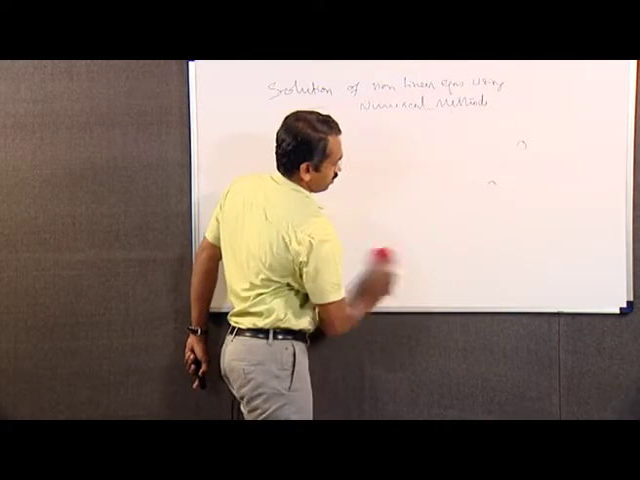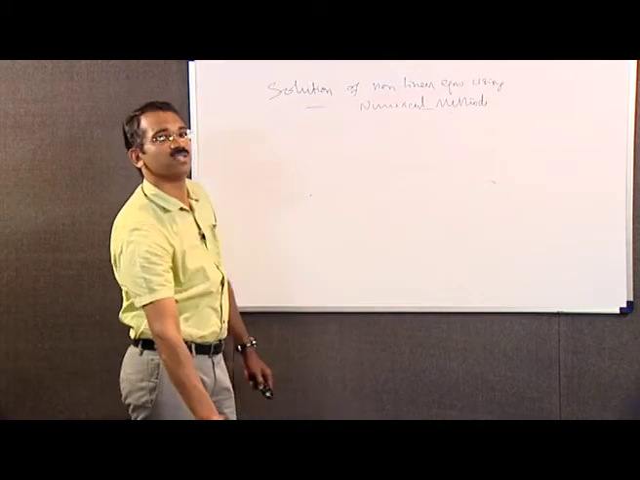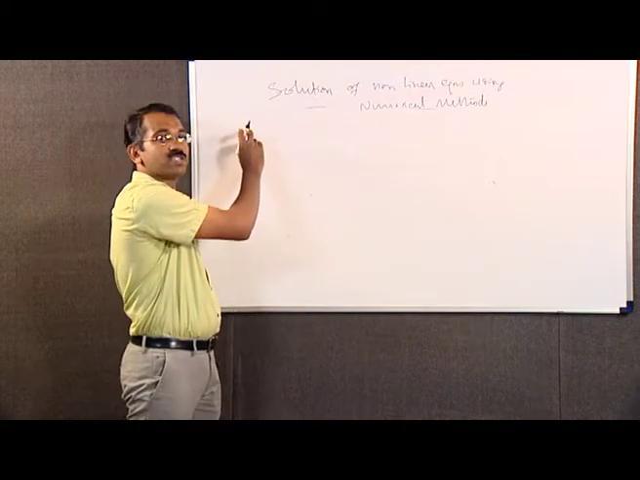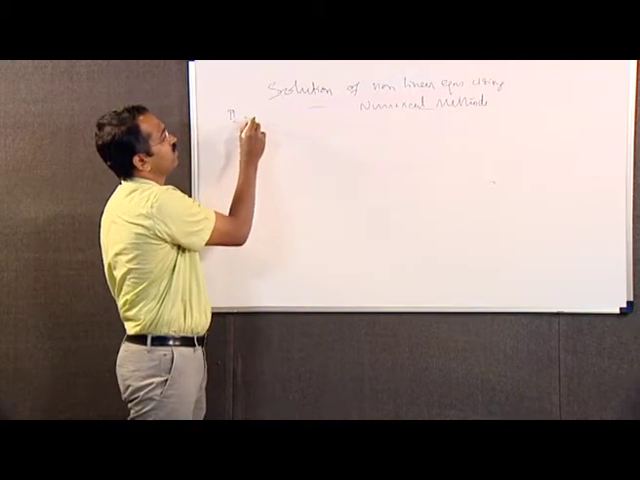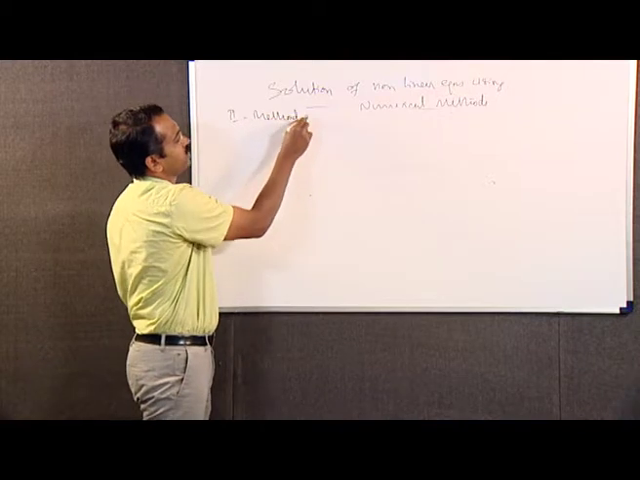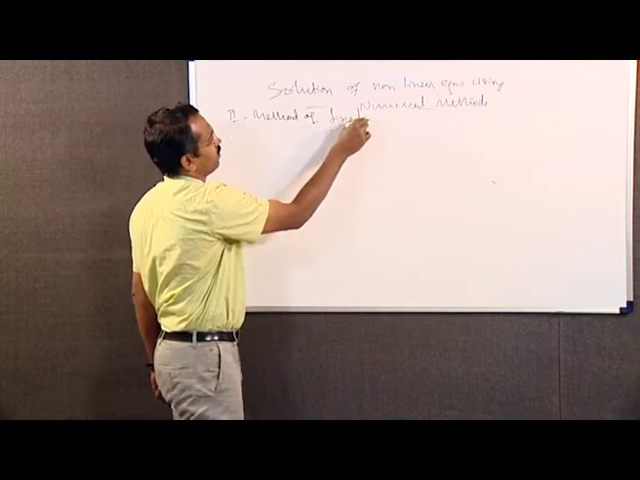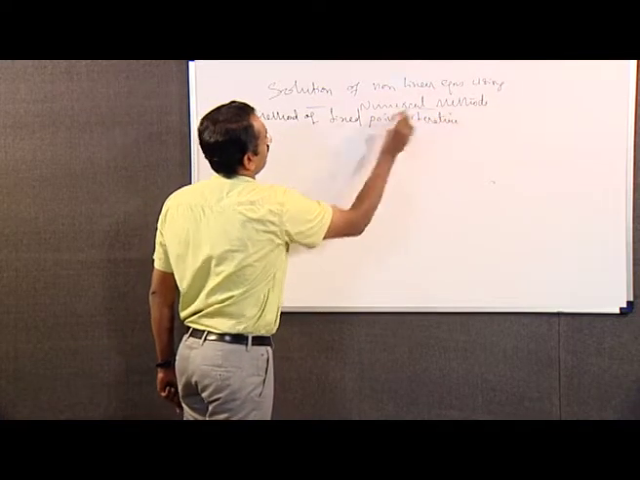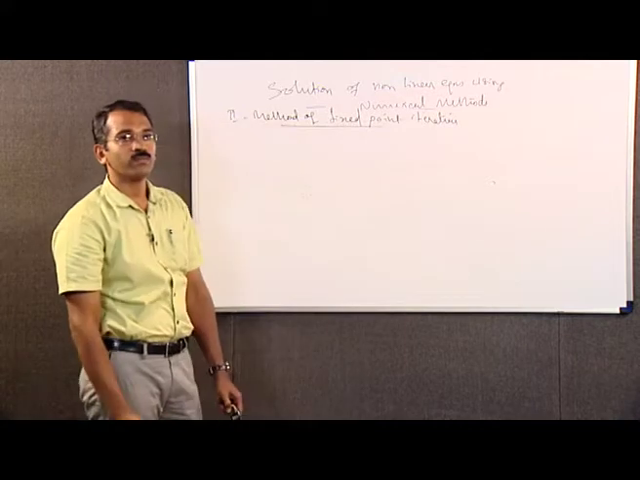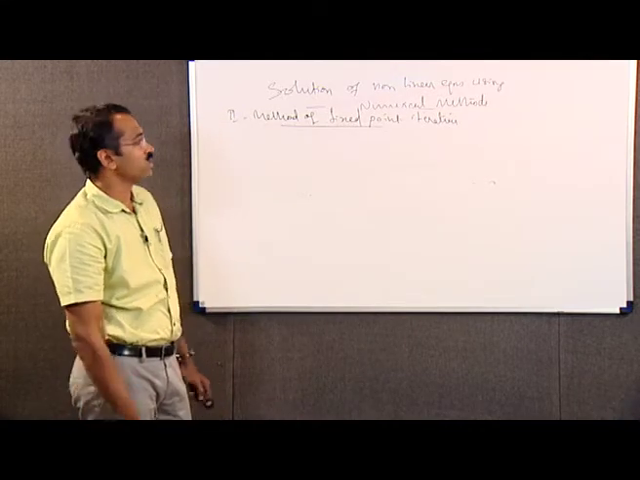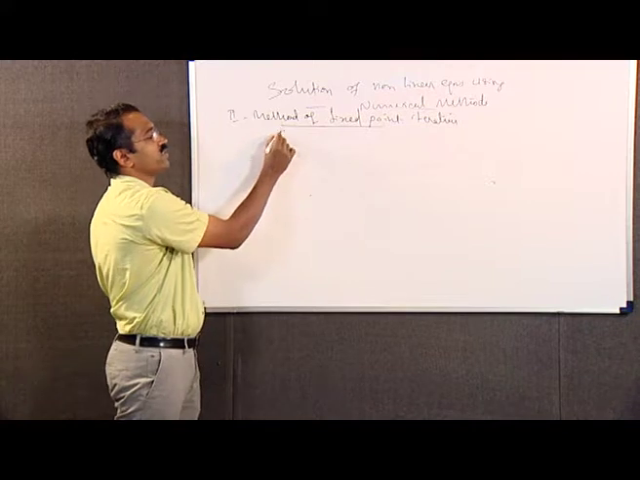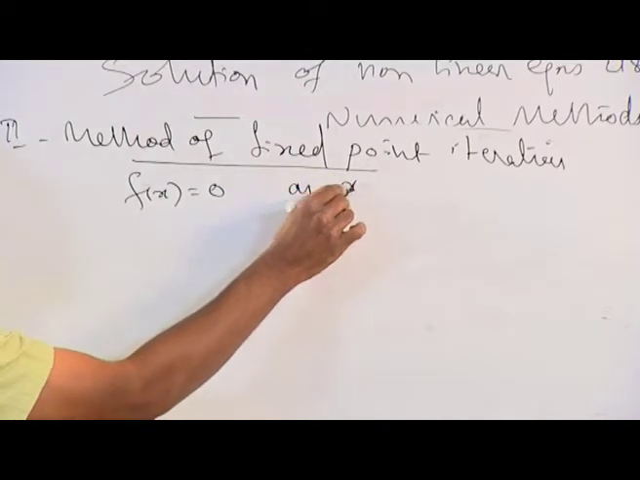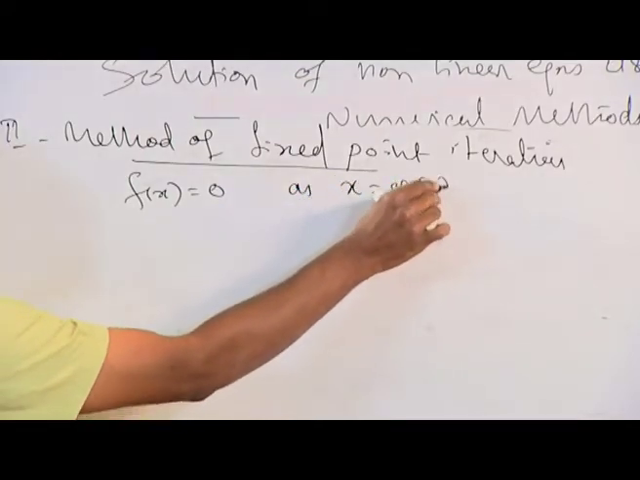Now, we shall discuss the second method, that is the method of fixed point iteration. In this method, we rewrite the given equation f of x equal to 0 as x equal to phi of x.